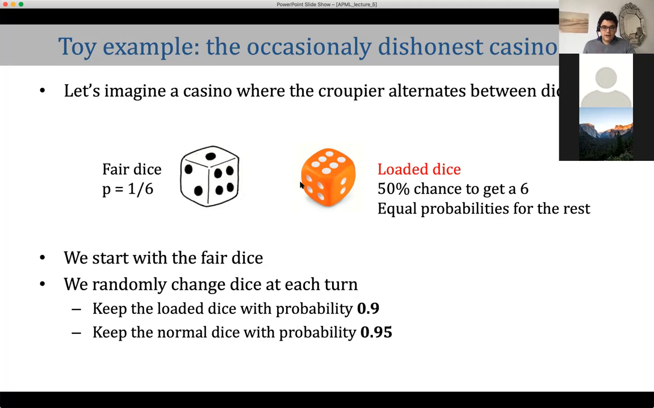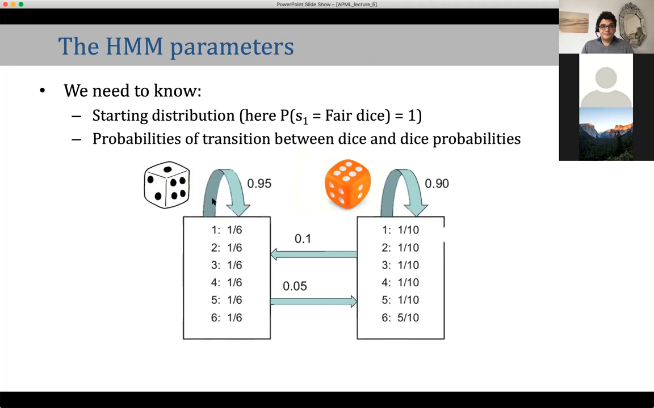Okay, and so that's the idea behind the model. We start with a fair dice, and we will randomly change the dice at each turn, and we change the dice according to a Markov chain. So that's the goal. We're constructing a hidden Markov model. We'll keep the loaded dice with 90% chance, and so we can change from the loaded dice to the fair dice with 10% chance, and we keep the normalized with probability 95%.